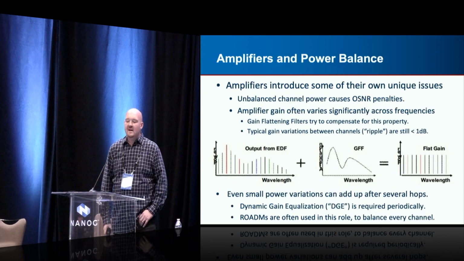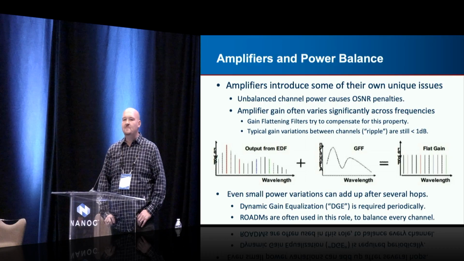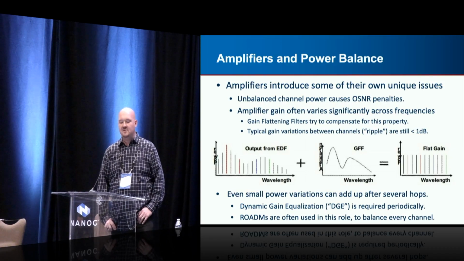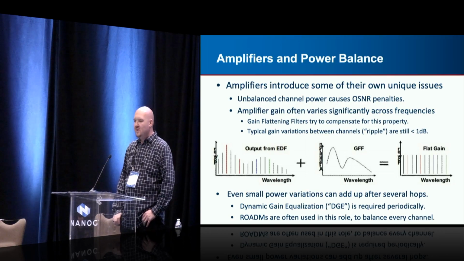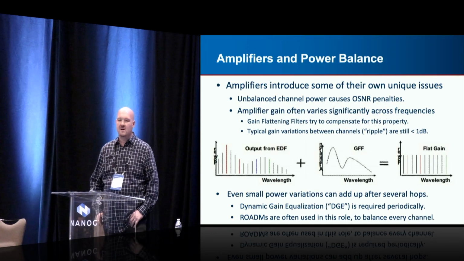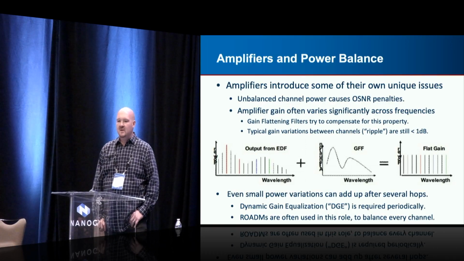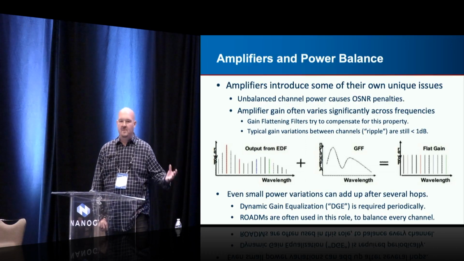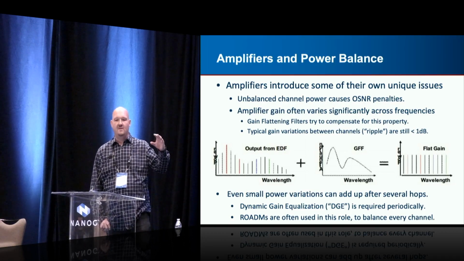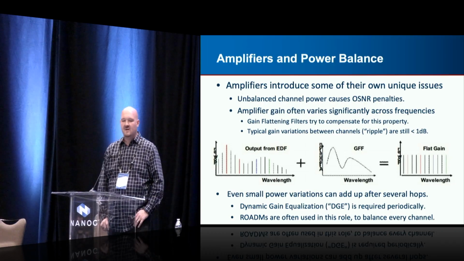When you amplify, you also have to balance the power. So these amplifiers are creating their own unique issues. You don't want a situation where one channel is significantly brighter than the other one. It would cause OSNR issues. If one channel is significantly brighter than the other, then it's going to lower the amplification that happens on that dimmer channel, and it's going to come across and have problems.